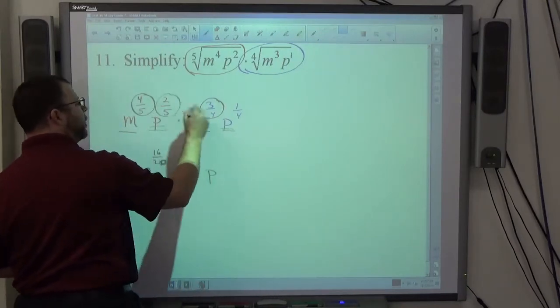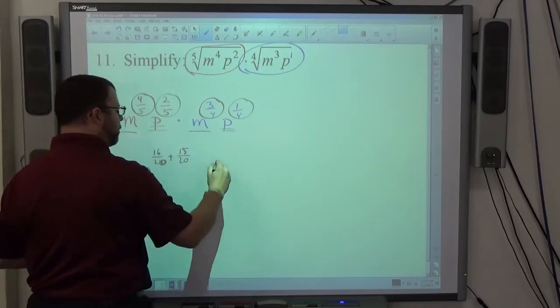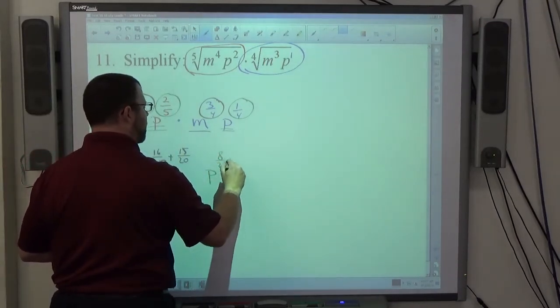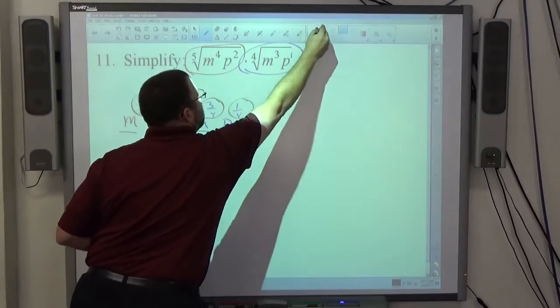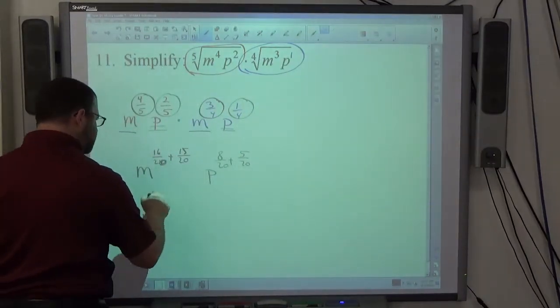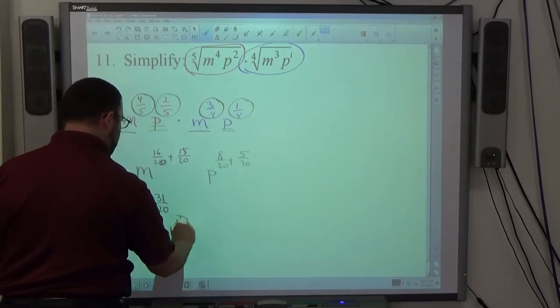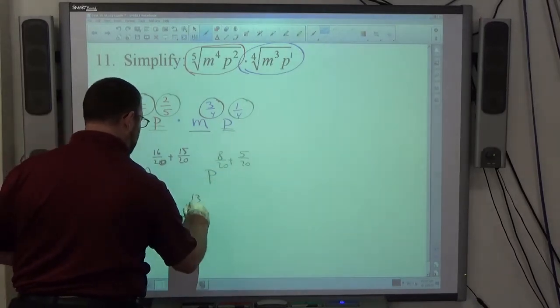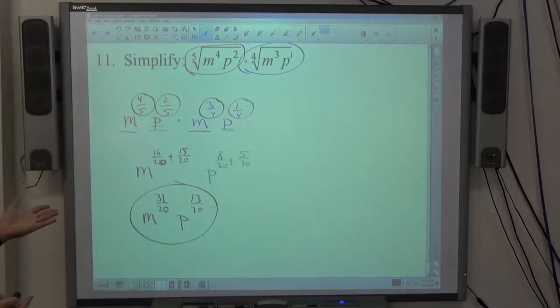The powers are 2/5 and 1/4. Common denominator again of 20. Multiply top and bottom by 4, we get 8/20. Multiply top and bottom of that by 5, we get 5/20. So my final result, 16 and 15 make 31 over the common denominator of 20. For p, 8 and 5 make 13 over the common denominator of 20. And that's what we're looking for as a final answer.